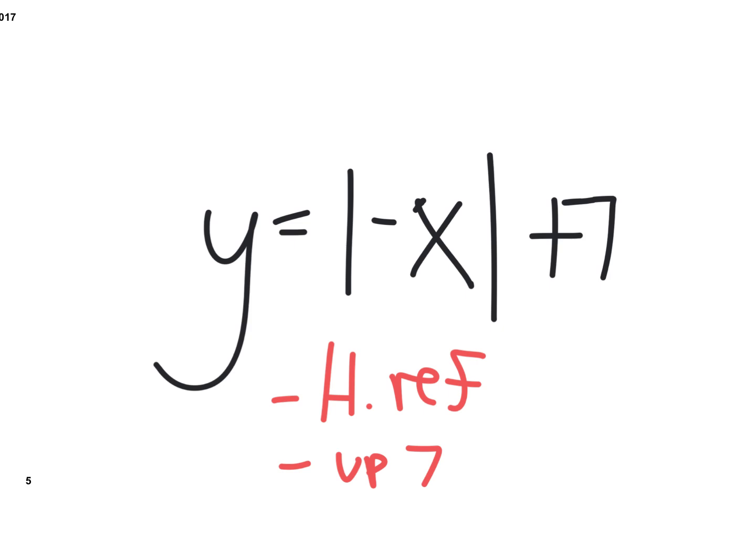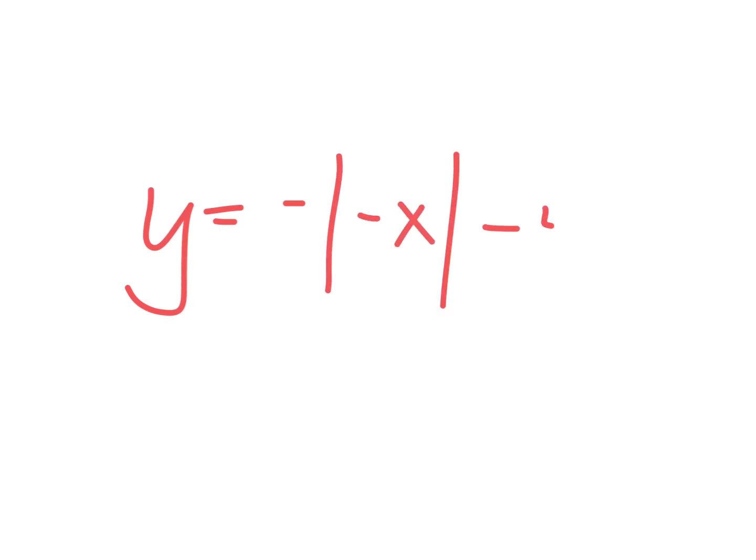So, what if they got really intense and you had to graph this on a test? Negative, absolute value of, negative x, absolute value, minus 4. Do you think I'd want you to graph the V shape and then flip it this way and then flip it that way and then move it? No. I would want you to know that that happened. It had a horizontal reflection, a vertical reflection, and it moved down 4.